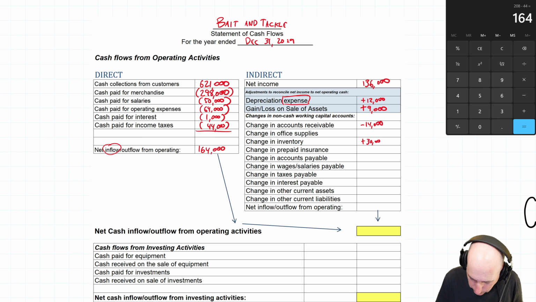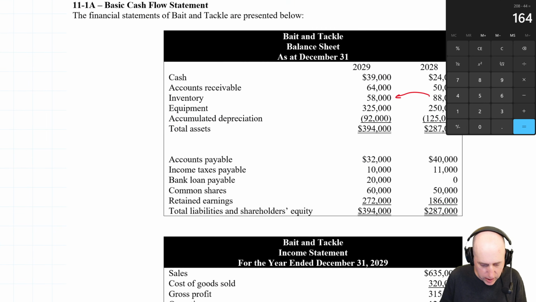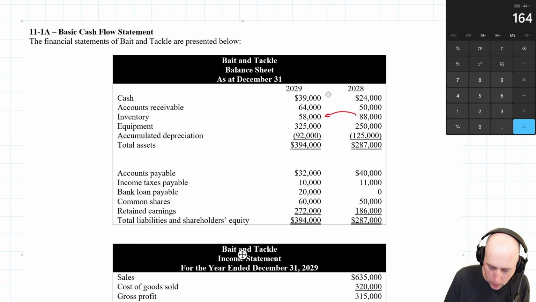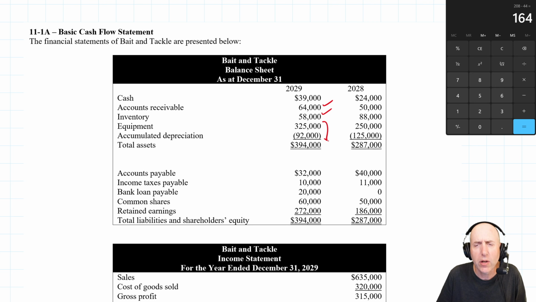I skipped office supplies, but our company didn't have any office supplies. I'm going to skip prepaid insurance because we don't have any prepaid insurance. I'm just working my way down the balance sheet, right? So we don't do cash. We do AR. We did it. Inventory, we did it. Next is equipment. Equipment is long-term, so it doesn't belong here.